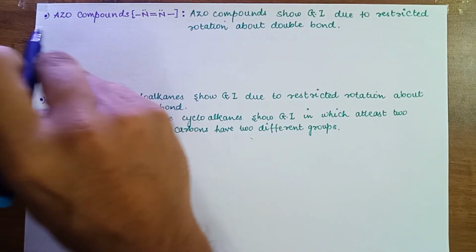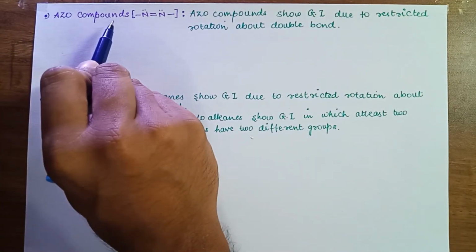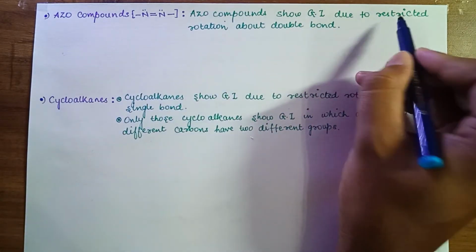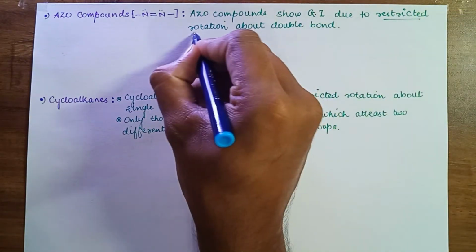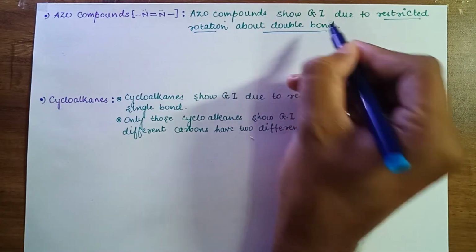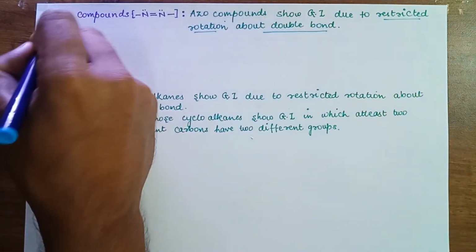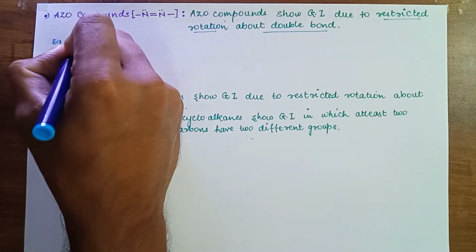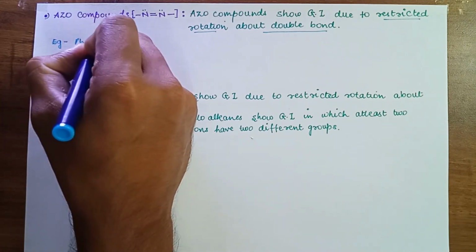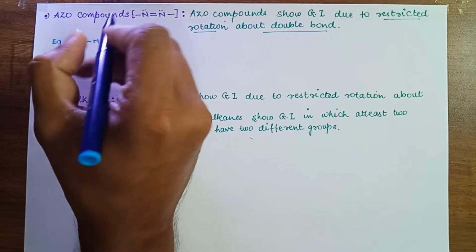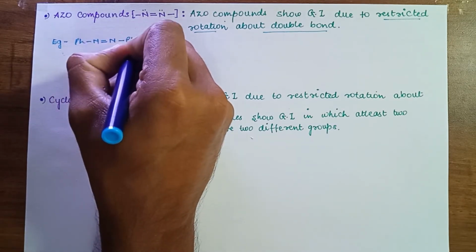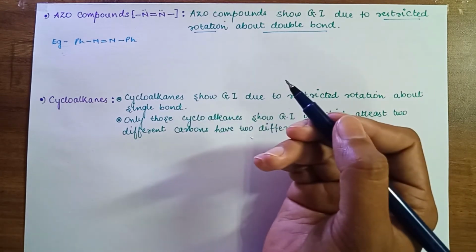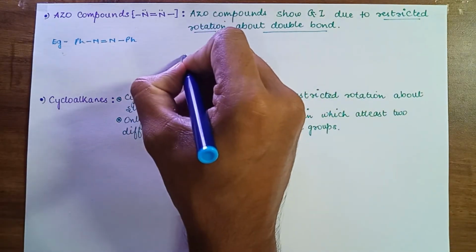The next is geometrical isomerism in azo compounds. Azo compounds show geometrical isomerism due to restricted rotation about the double bond. Let us see by taking one example: Ph N double bond N Ph. In azo compounds also two geometrical isomers are possible. One will be syn and another will be anti.